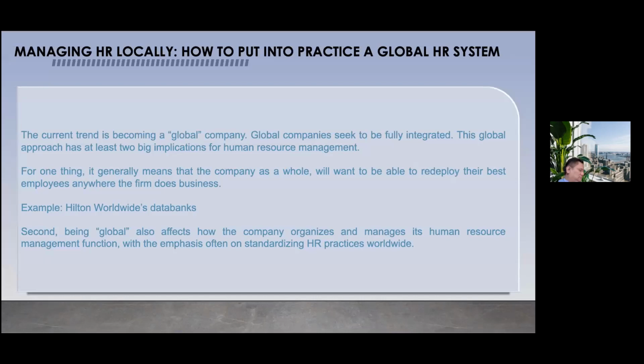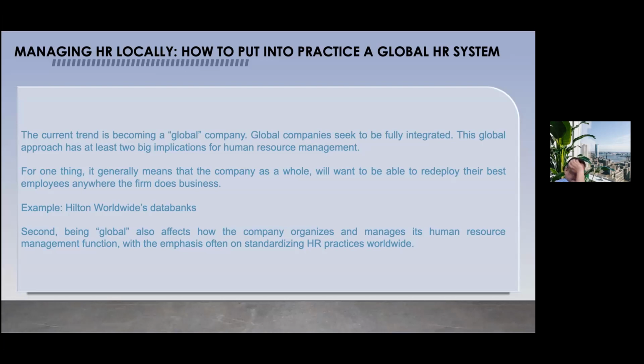Now, let us discuss how to put into practice a global HR system by managing the human resources locally. Now, the current trend is becoming a global company. Global companies seek to be fully integrated. For example, a car to be sold in the United States might be designed in France and manufactured in China with parts coming from Japan.